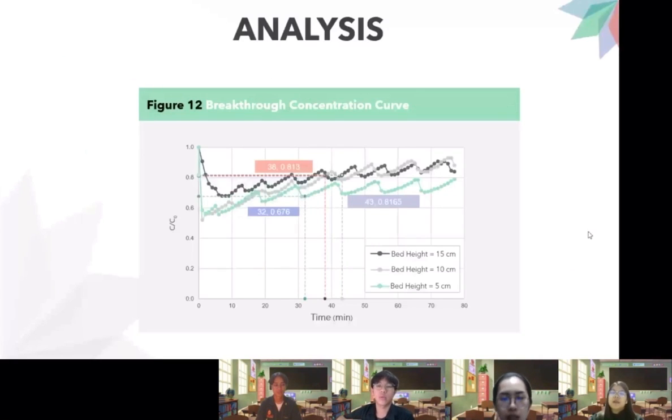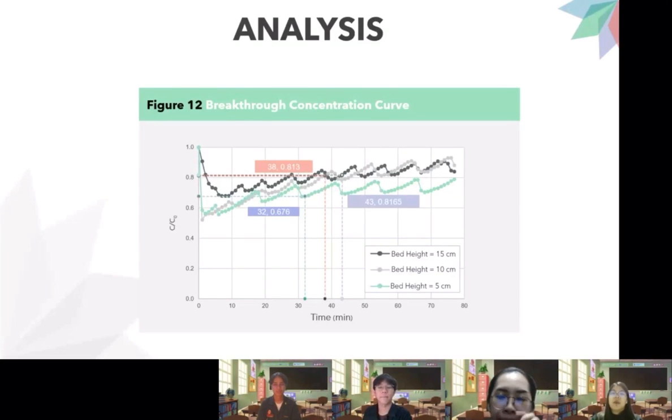The experimental results have been summarized in this graph. The title of this graph is Breakthrough Concentration Curve. This graph shows the plot of concentration ratio versus time. In the beginning, the line of the graph will decrease, as the bed can absorb a lot of moisture, which decreases rapidly. Shortly thereafter, the line of the graph will increase.